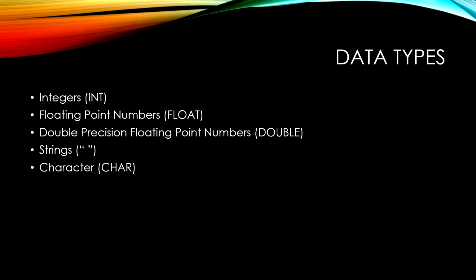These whole numbers, I repeat, are integers, and we define them as int. In the Hello World program we have seen int main, and there int is also mentioned as integers. The second data type we have is floating point numbers.